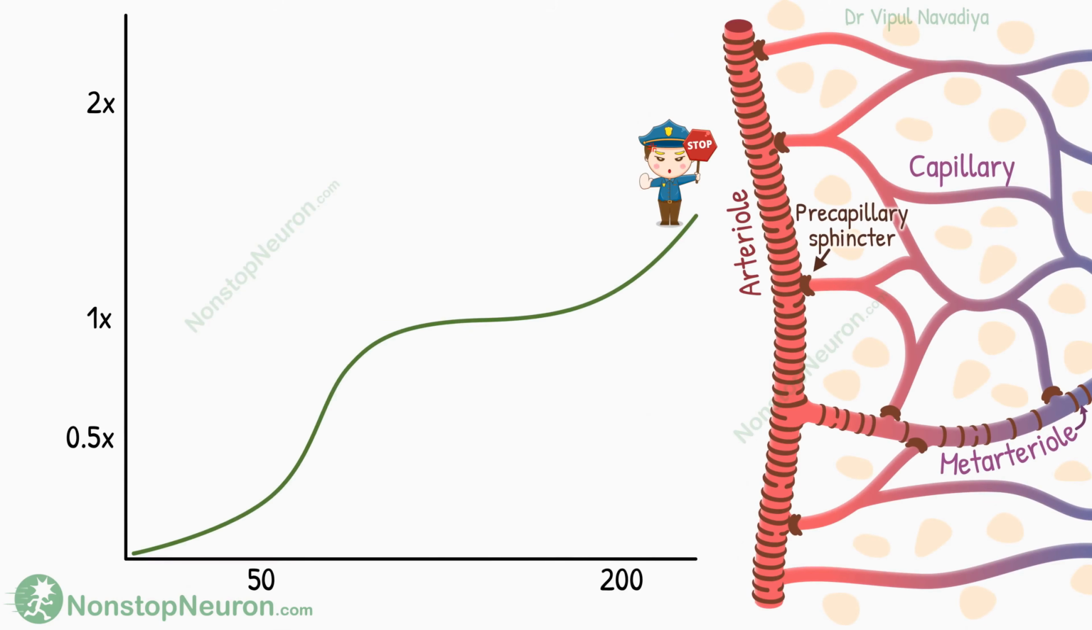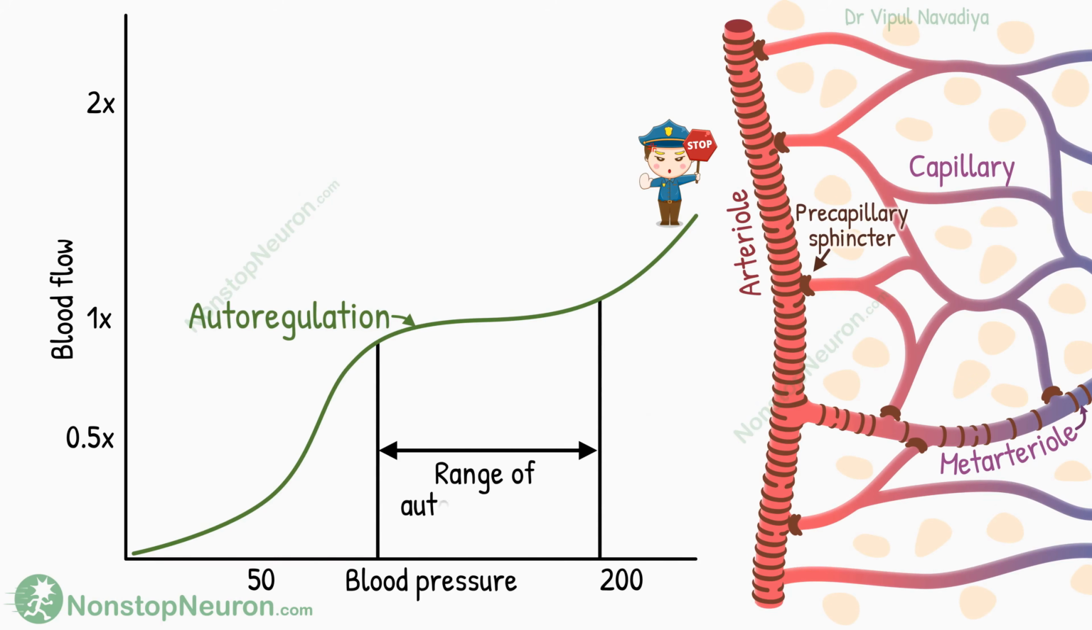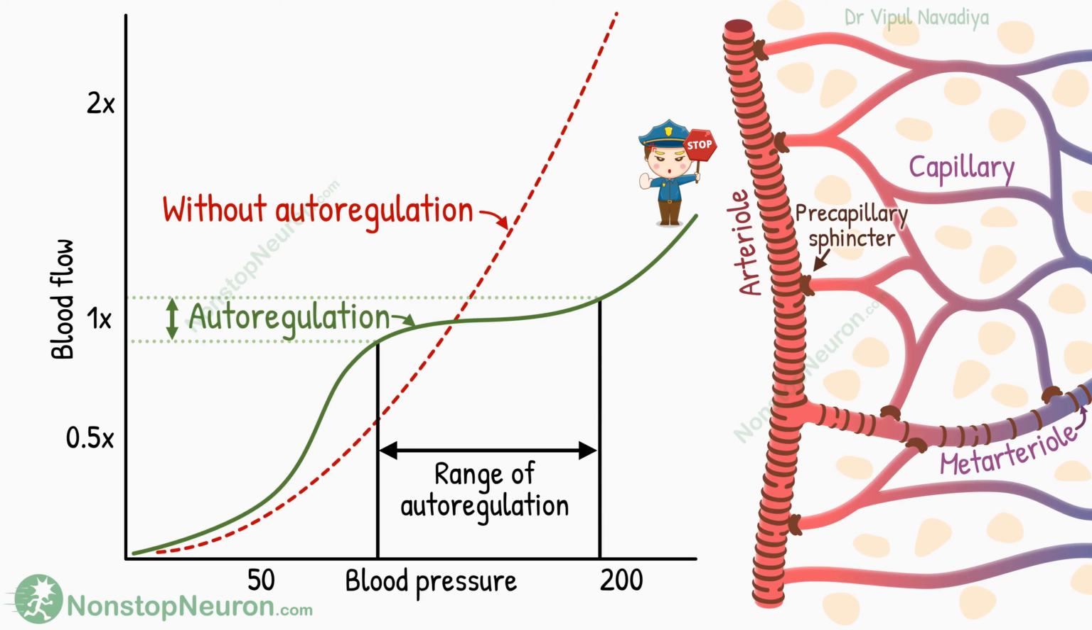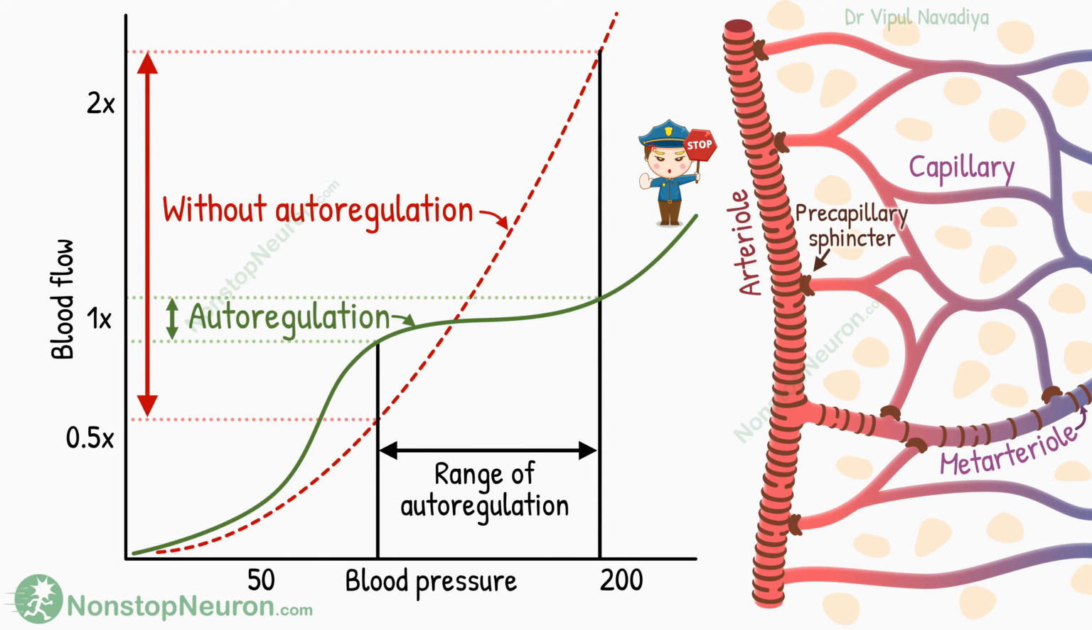We can understand its impact in this graph. It shows arterial pressure on the x-axis and blood flow on the y-axis. This is the pressure range where autoregulation is most effective. See how a large change in blood pressure is causing a very small change in blood flow. Without autoregulation, the graph would be like this. The same pressure change would cause this much change in blood flow. This shows how effective autoregulation is in keeping the blood flow within a narrow range.